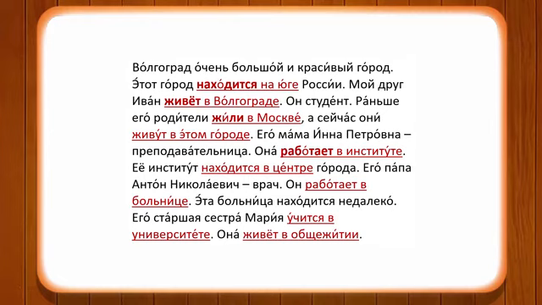So here you can see certain constructions. Мой друг Иван живет где? Where does my friend Ivan live? Иван живет в Волгограде. So he lives в Волгограде. Он студент. Раньше его родители жили. So жить, the verb to live, has been conjugated in the past form for plural, жили в Москве. So Moskva, which means Moscow, the capital of Russia, changes into в Москве. А сейчас они живут в этом городе. And now they live in this city, в этом городе.